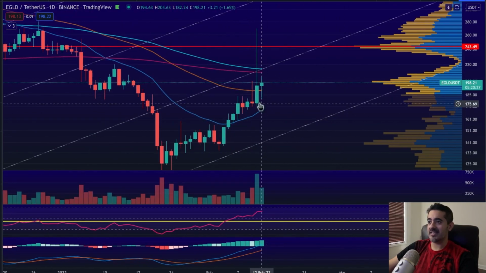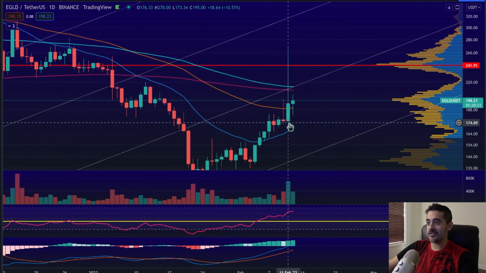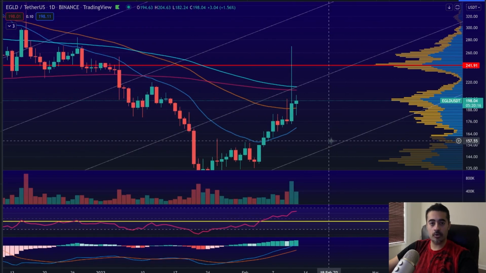This candle was ridiculous. Dude, this was a very quick candle, and it took the price from like 175 all the way up to 270. Someone bought a boatload of EGLD. Now, this is an interesting thing, right? A lot of people talk about this. Why would someone come in and buy so much EGLD? Well, people would come in and buy so much EGLD as they discover it.